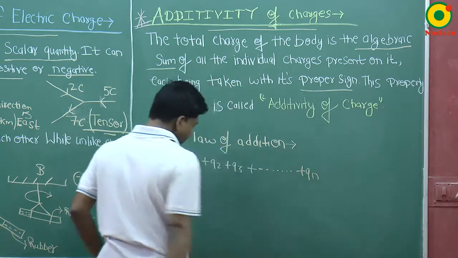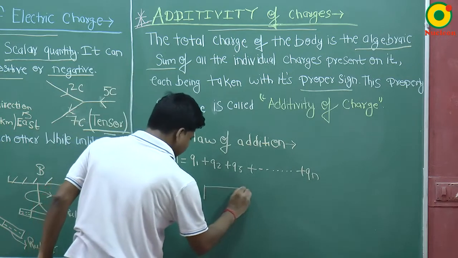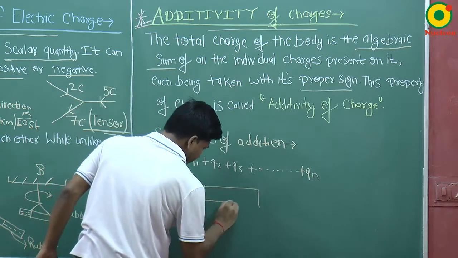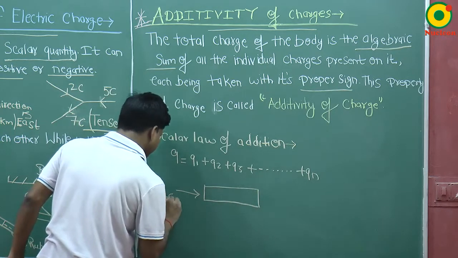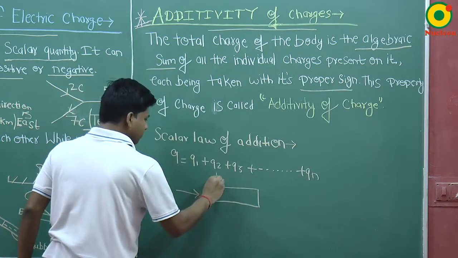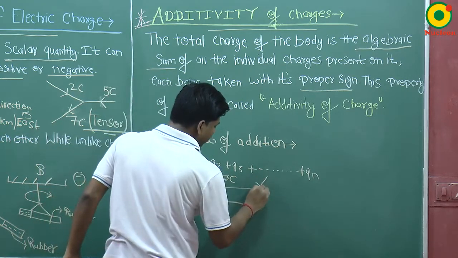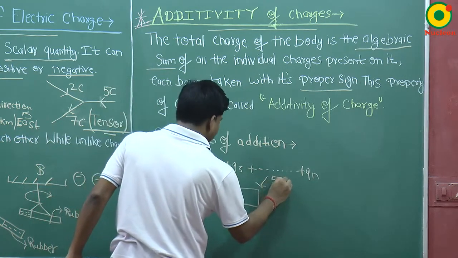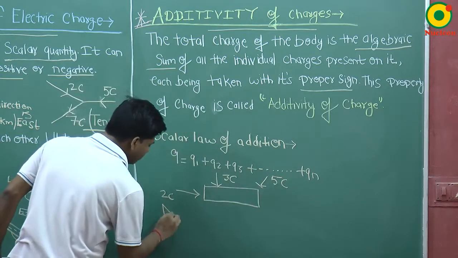Let's suppose we have one body over here. 2 coulomb of charge is coming from here. 3 coulomb of charge is coming from here, 5 coulomb is coming from here. So what is the net charge on this body? Net charge means the total charge.